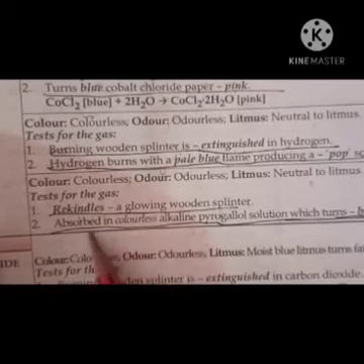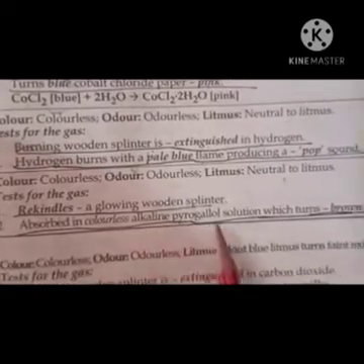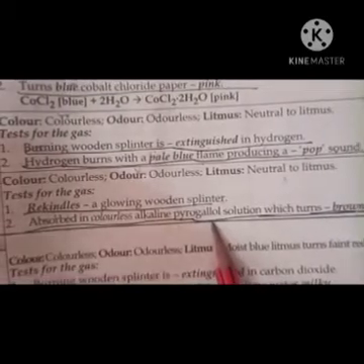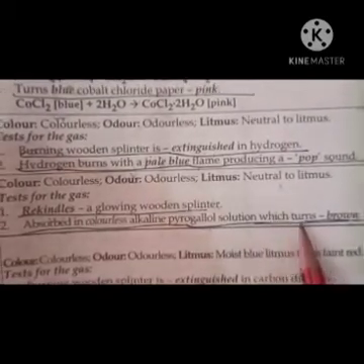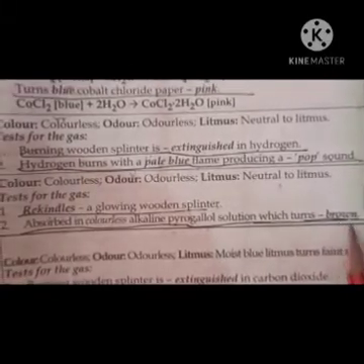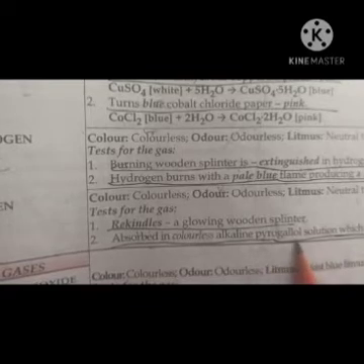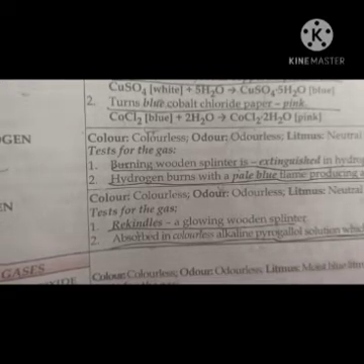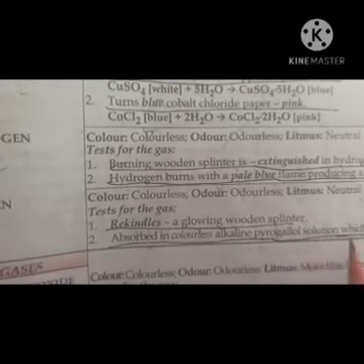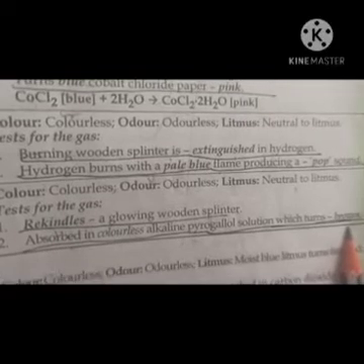And the second test is that it is absorbed in colorless alkaline pyrogallol solution and turns it brown, right? Means oxygen gas turns alkaline pyrogallol solution into brown, which is actually a colorless solution, but it turns brown when it comes in contact with oxygen, right?